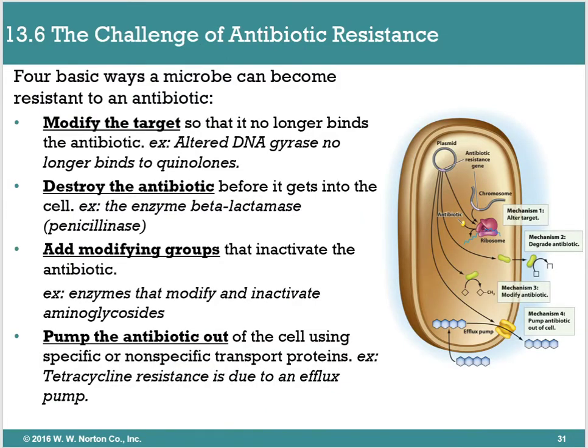Okay, so how do we get resistance? There are 4 main ways. The first way is that it will modify its target, or it'll destroy the antibiotic, or modify the antibiotic, or it'll just pump it out. Modifying targets means that it will modify its cell membrane or cell wall composition, and with that the antibiotic can no longer bind to it. Or it'll destroy the antibiotic, like we talked about with beta-lactamase. That enzyme will cleave penicillin, and with penicillin no longer being penicillin, it's no longer effective.